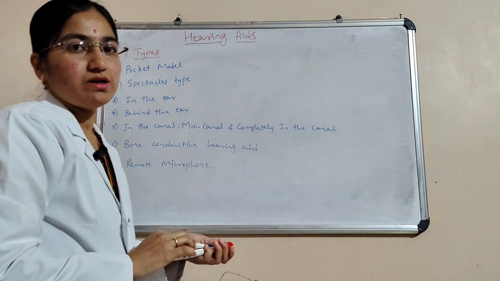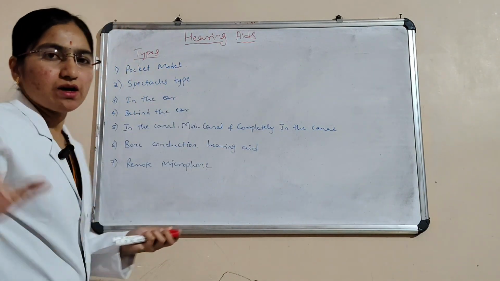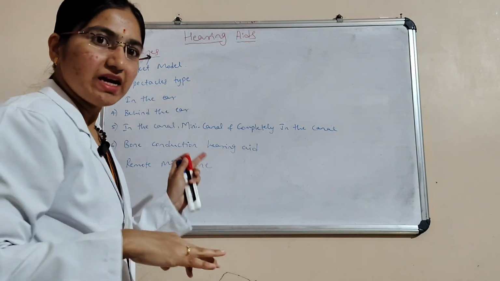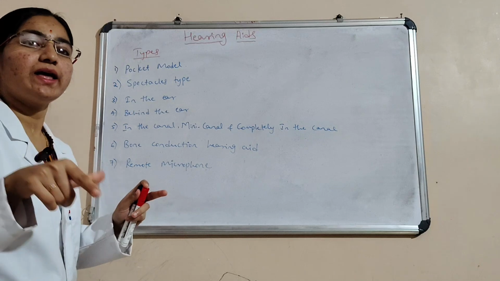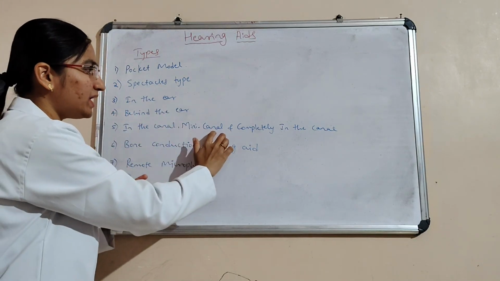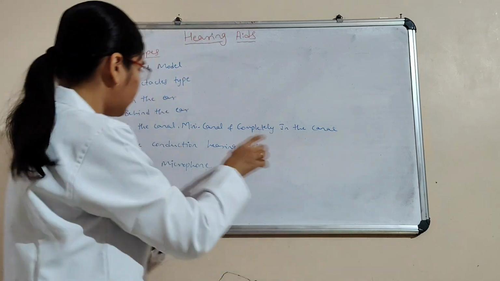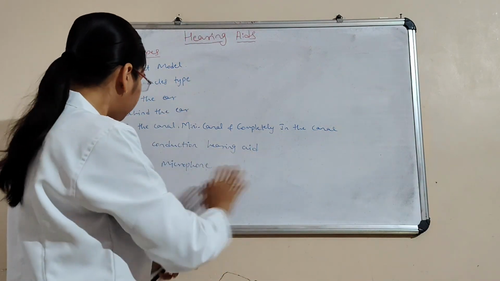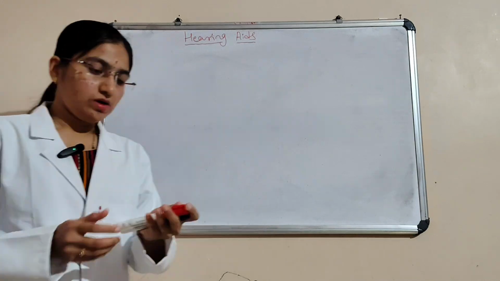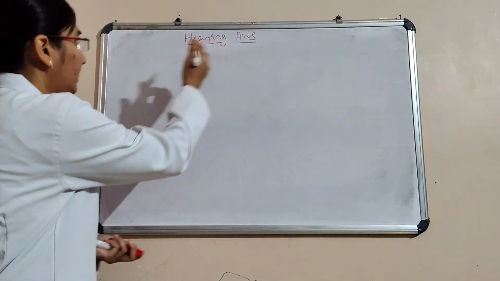These are the types of hearing aid, that is pocket model and then spectacle style. After that, in the ear, behind the ear, in the canal, mini canal, completely in the canal hearing aids, and then bone conduction hearing aid, and then remote microphone hearing aid. These are the types of hearing aids. Next we'll see care and maintenance of hearing aids.